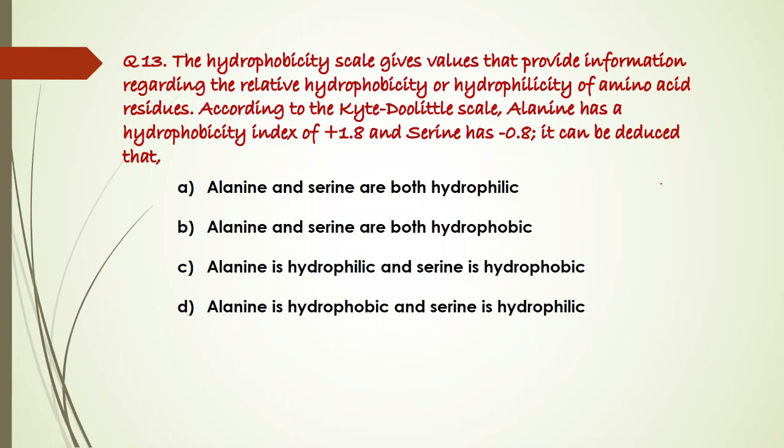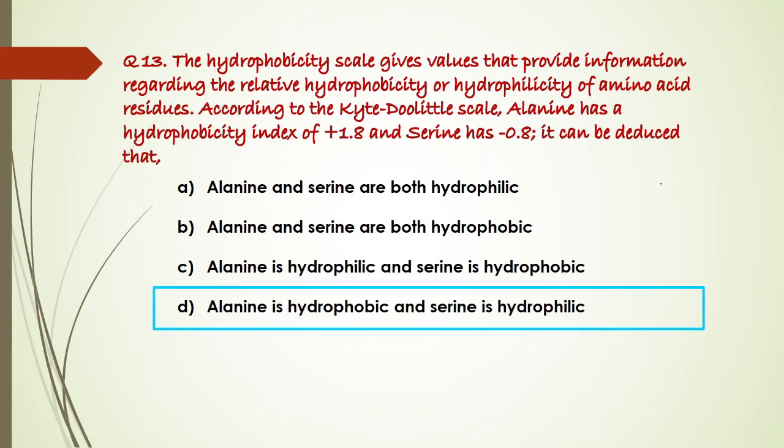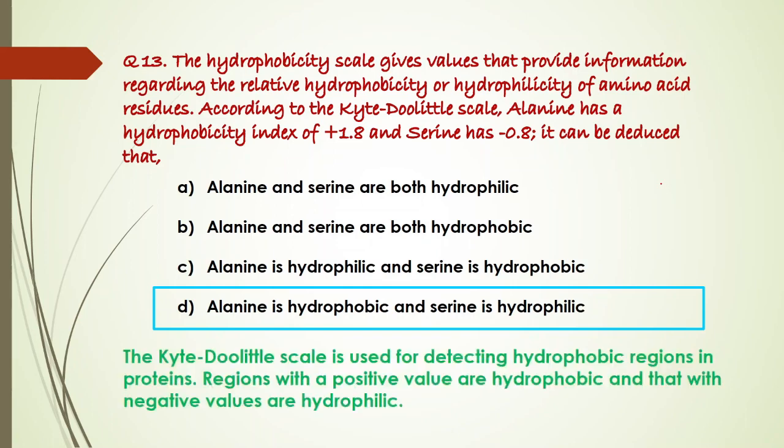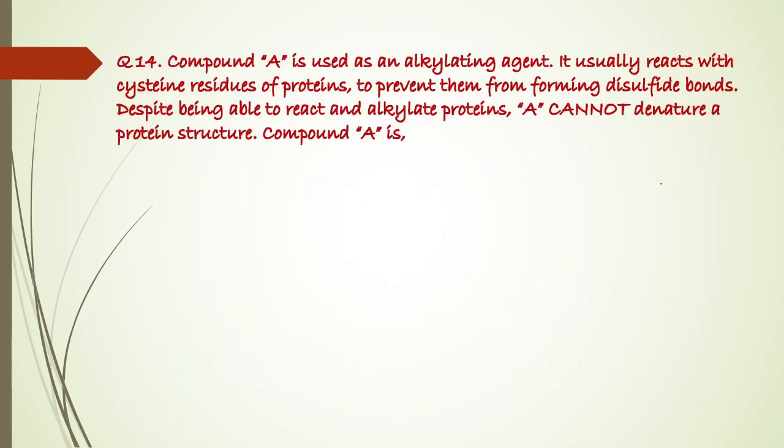I will not discuss much about this, because you already know that in the Kyte-Doolittle scale, if you have a positive value, that means what? At least one answer if I can see in the chat box. I am not seeing it yet. So alanine has plus 1.8. Yes, so a positive value means it is hydrophobic, and a negative value means it is hydrophilic. So alanine is plus 1.8, so alanine is hydrophobic, and serine is minus 0.8, so it will be hydrophilic. So that is your basic Kyte-Doolittle scale. Okay, moving to the next one.